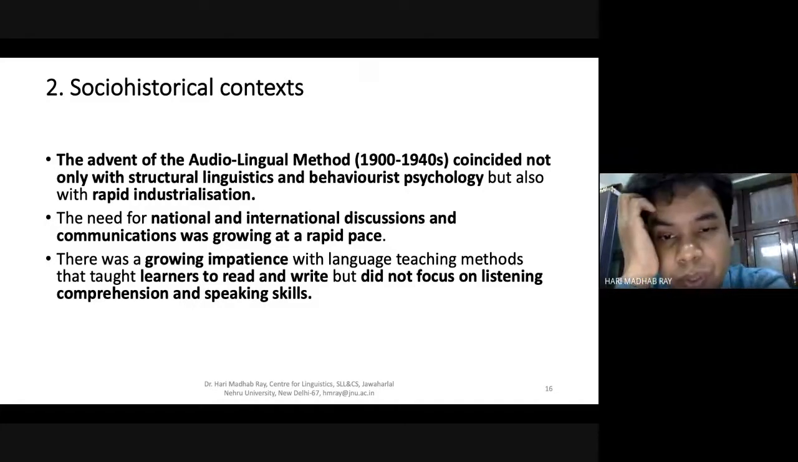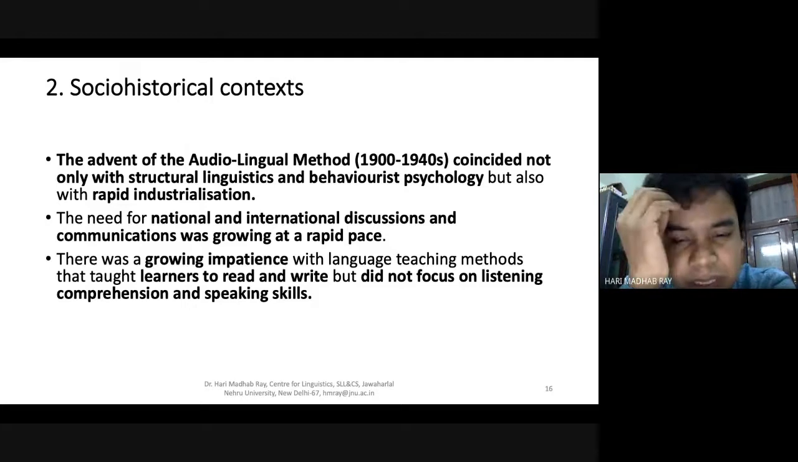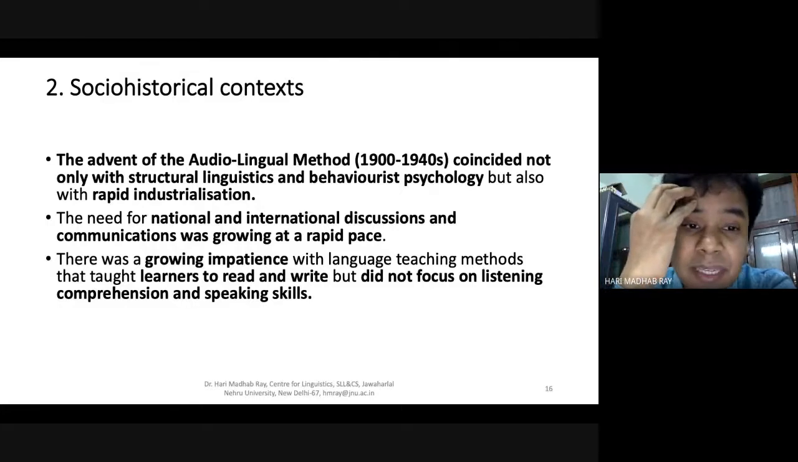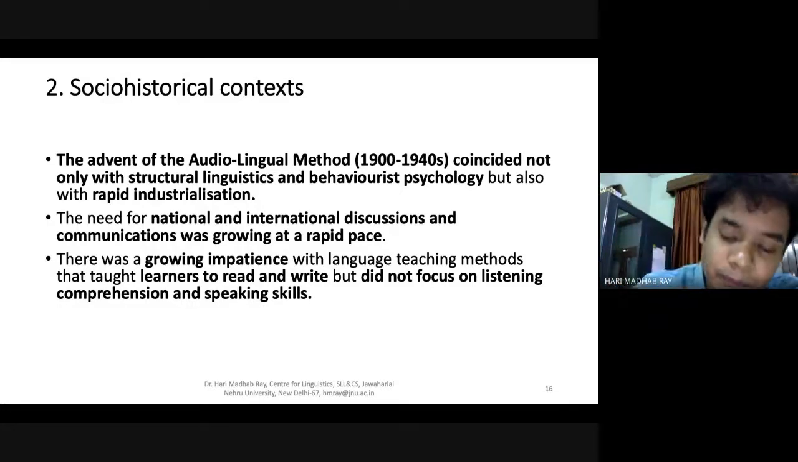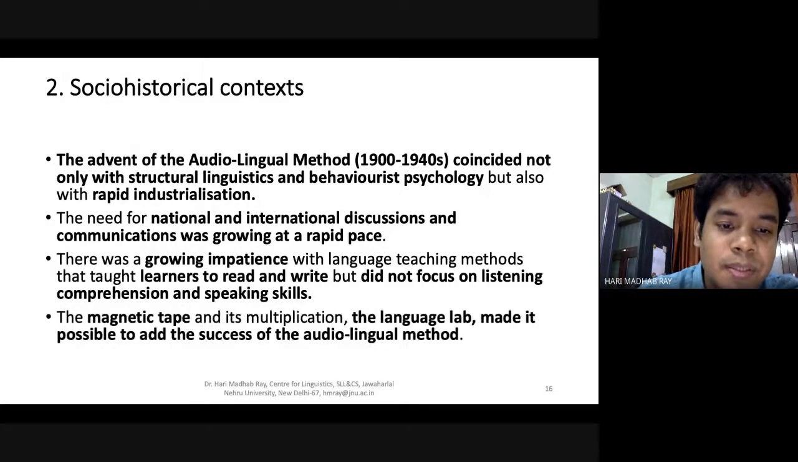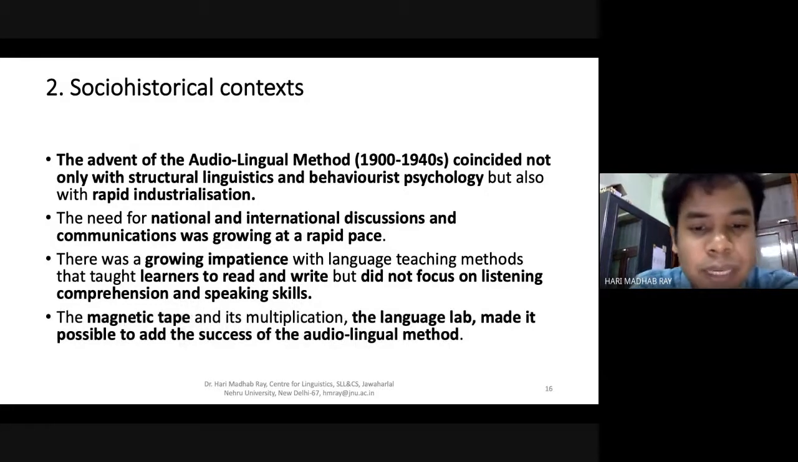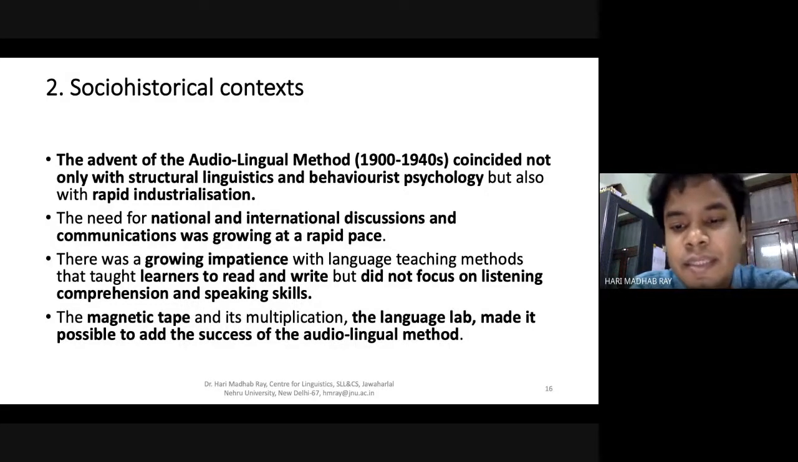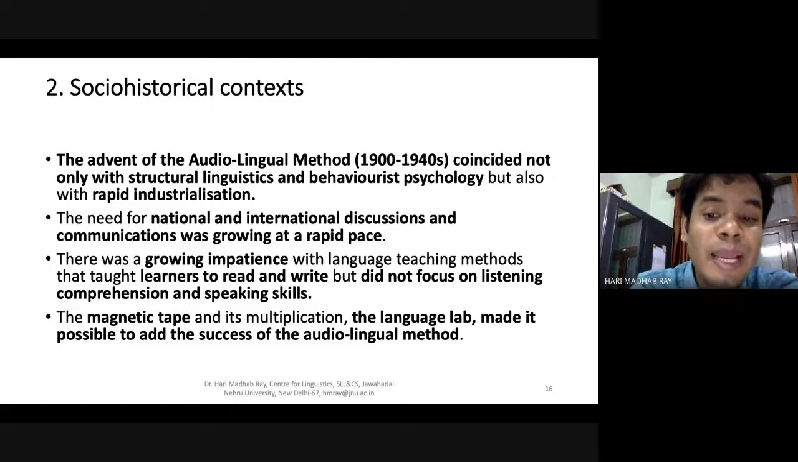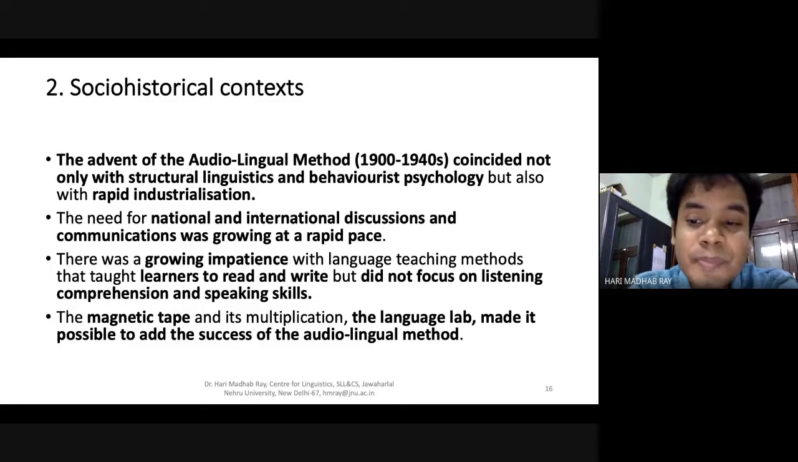So what are the methods we are talking about earlier? There was this impatience because those methods did not focus on listening comprehension and speaking skills, and that's the reason for the audiolingual method. The magnetic tape and its multiplication, the language lab, made it possible to add to the success of the audiolingual method.